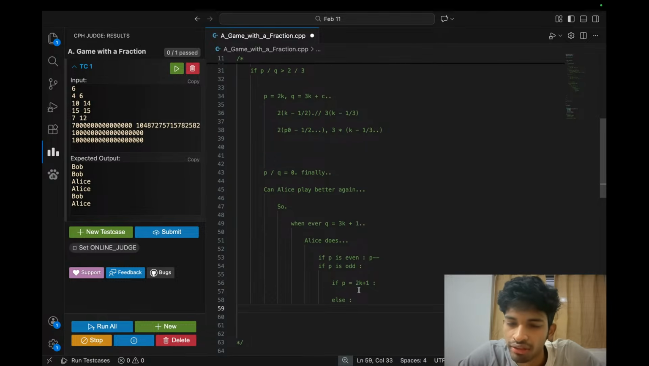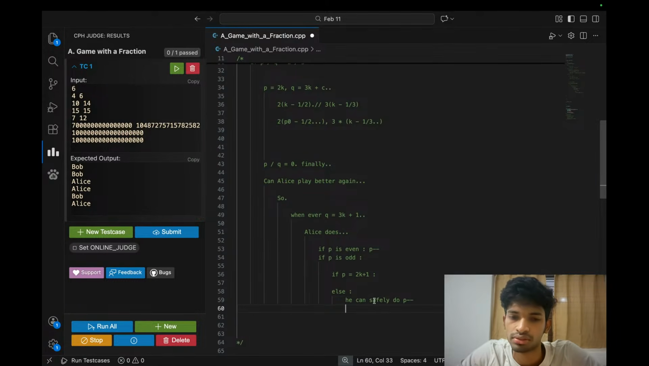If p is not equal to 2k plus 1, he can safely do p minus minus, because there is no way he can do this and then get there. It will repeat whatever Bob does here. He can only change q, and if he does, nothing will happen, because p is not 2k plus 1. If Bob plays on p, we are again coming to the same loop, looking at p comma q and trying to follow things.